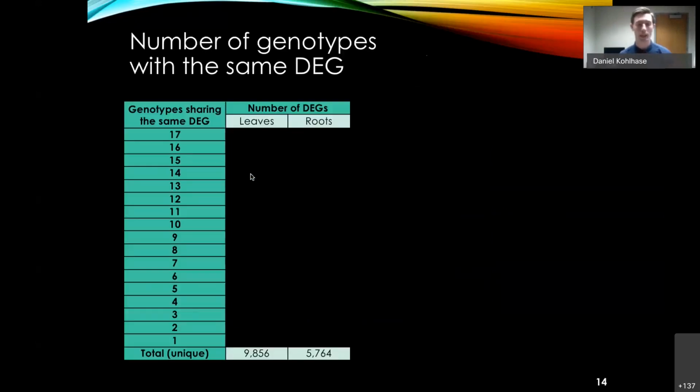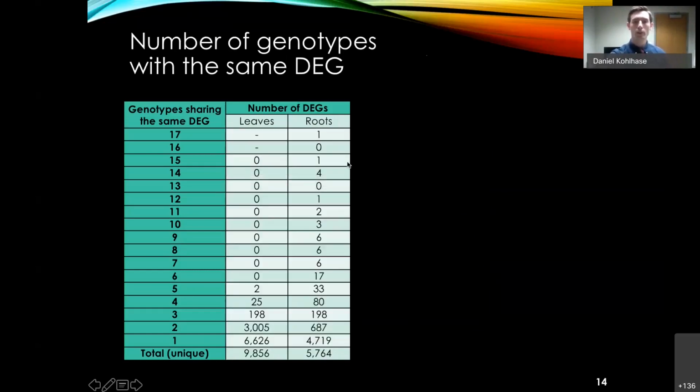So the next question we asked was, how are these genes responding across all genotypes, or what kind of overlap do we see across all genotypes? So what we did is we collected all differentially expressed genes in the roots and in the leaves, and then we asked, how many times does a particular gene show up across our genotypes? And what we discovered was that, again, in the roots, we see more overlap, with up to 17 genotypes having the same differentially expressed gene. And then in the leaves, we see only 5 genotypes sharing a differentially expressed gene.